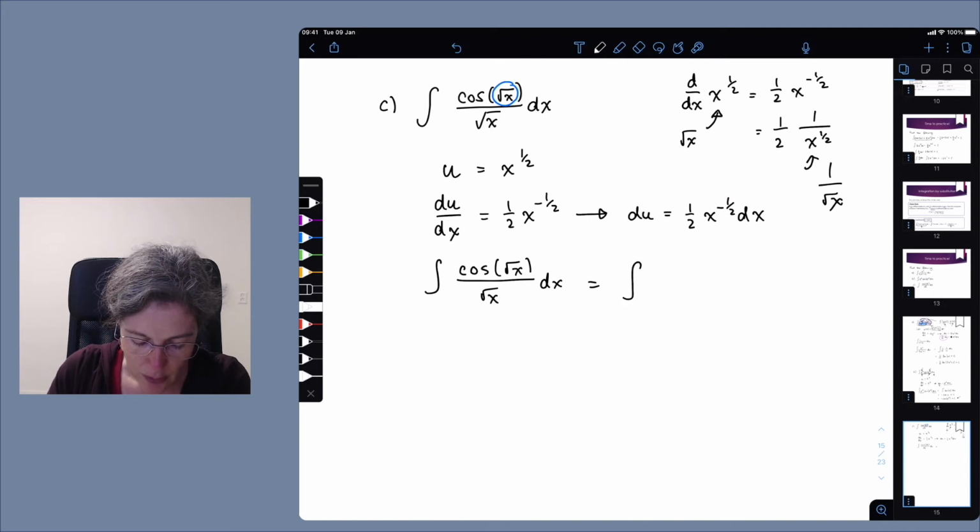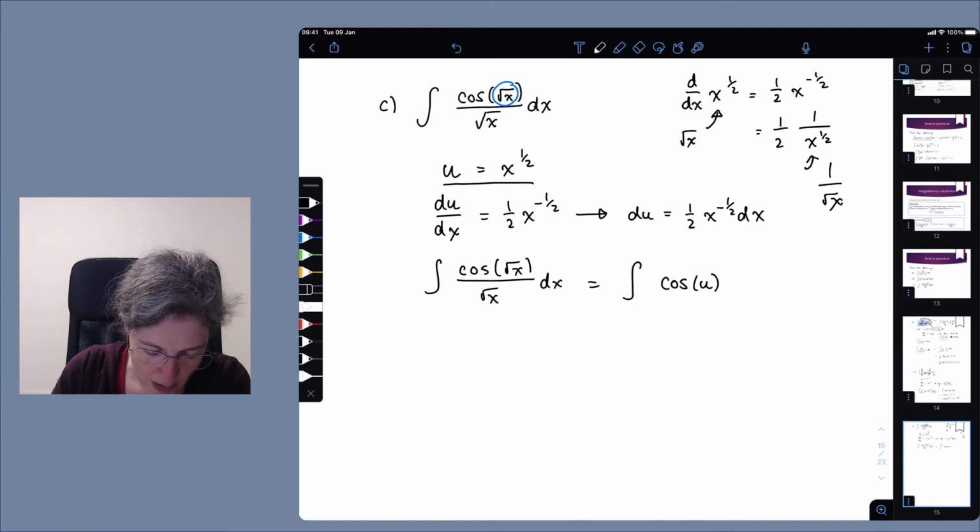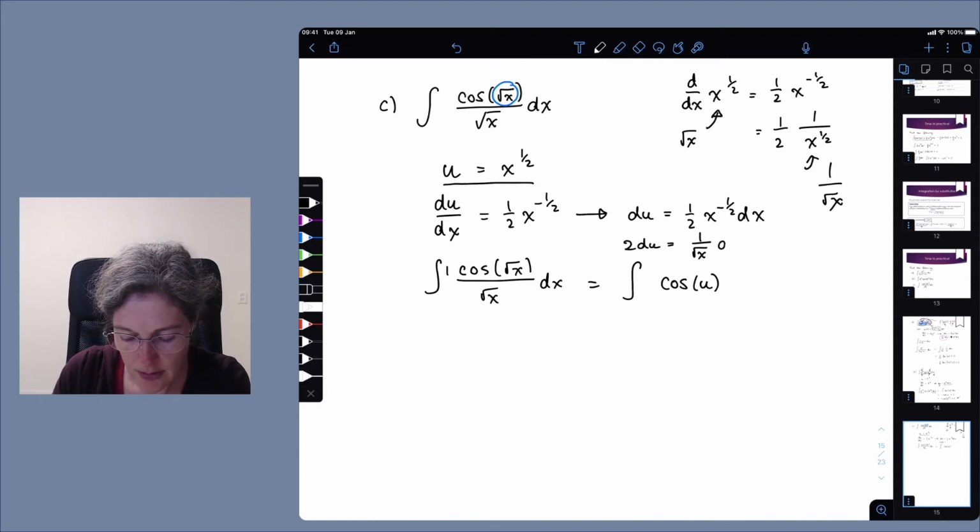Well, we're going to have the cos of root x, and we're declaring that root x is u, so we've got the cosine of u. And now remember, what we've really got here is 1 over root x times dx. But if we take du, at the moment that's equal to a half times 1 over root x dx. So what we need to do is multiply through by 2, and this will give us 2 du is equal to 1 over root x dx. So we can replace this 1 over root x dx with 2 du.